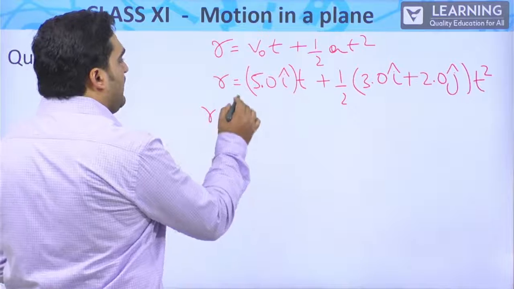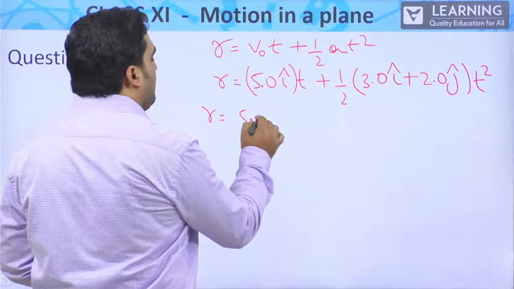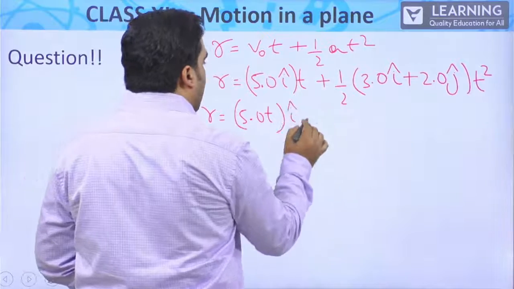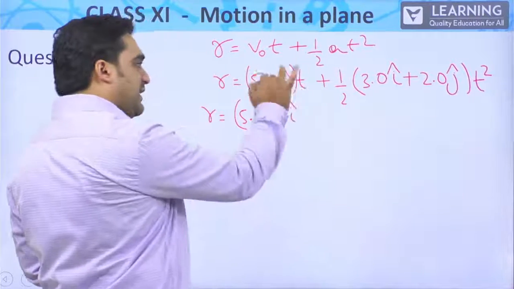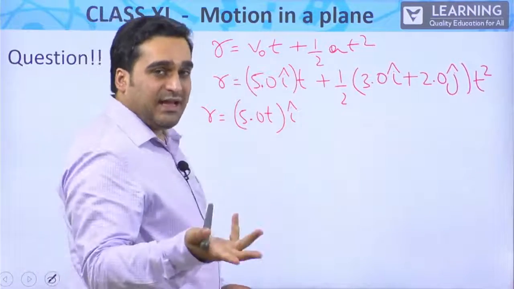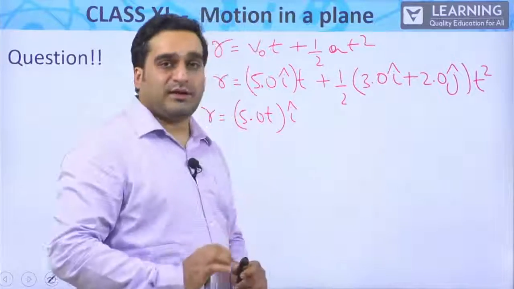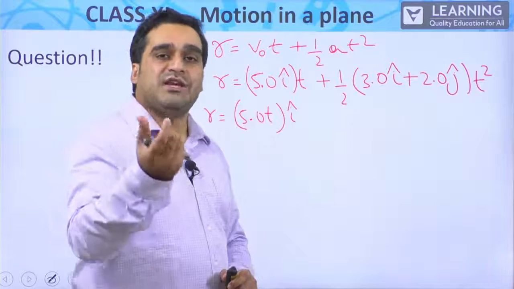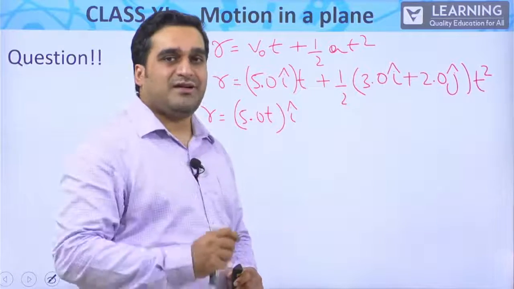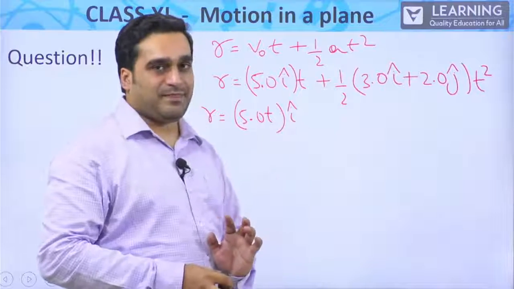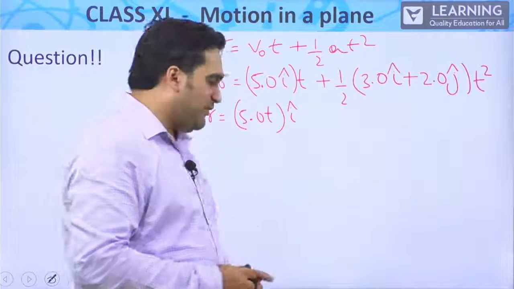Then we can write 5.0 t times i cap. That's because I've multiplied t inside. It's a scalar quantity anyways. When a scalar quantity is multiplied with a vector quantity, it only changes its magnitude. Direction will remain the same, which is i cap. All right. I hope you've understood.